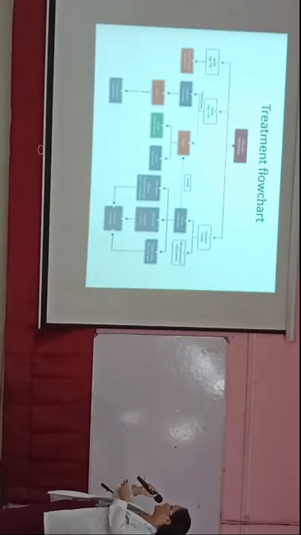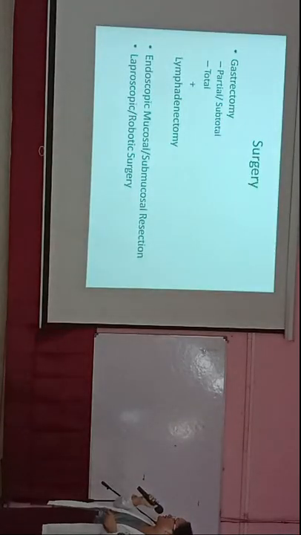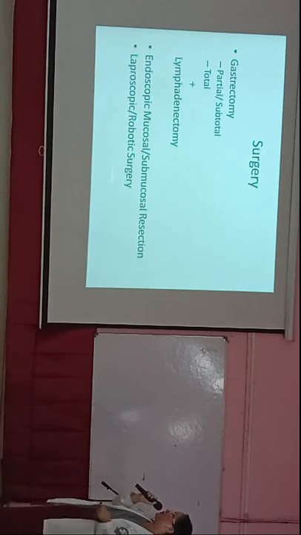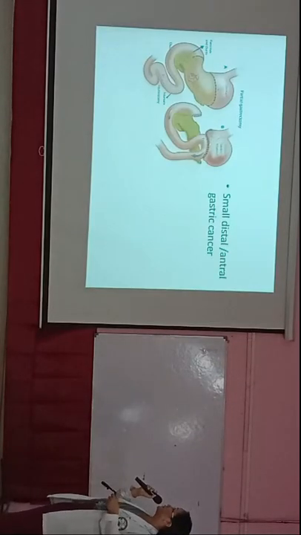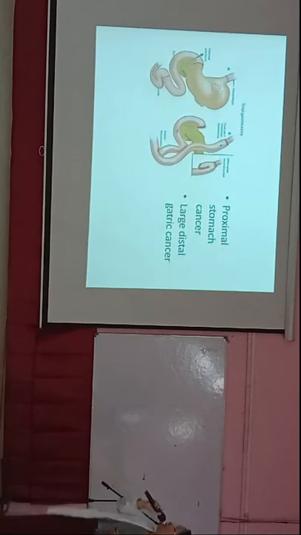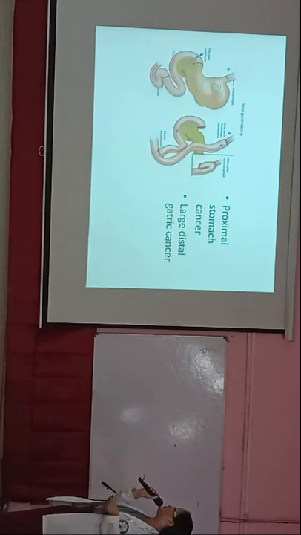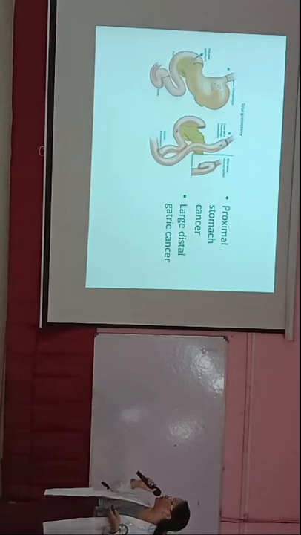I won't go into the numerical details of the analysis. Surgery includes gastrectomy, partial, subtotal or total, lymphadenectomy, and endoscopic resection, which I will talk about a little later. Laparoscopic or robotic surgery has been attempted wherever the facility is available. Partial gastrectomy is done for small distal or antral gastric cancer, where the distal part of the stomach is removed, followed by a Billroth reconstruction. And total gastrectomy, where the entire stomach is removed, is done in proximal stomach cancer or large distal gastric cancer, followed by Roux-en-Y reconstruction.